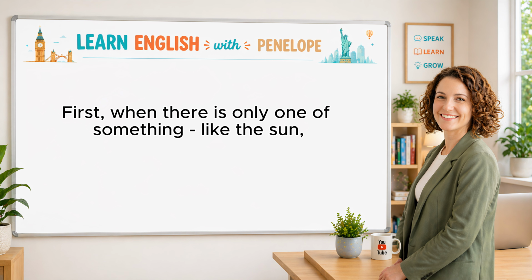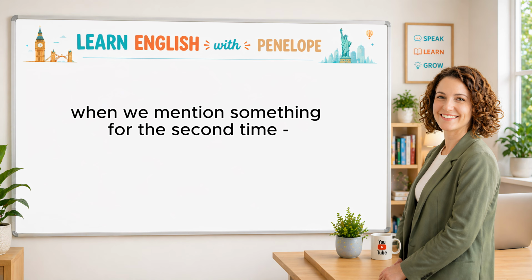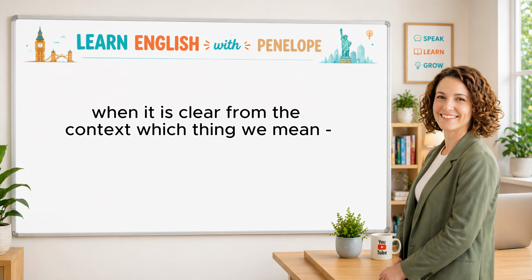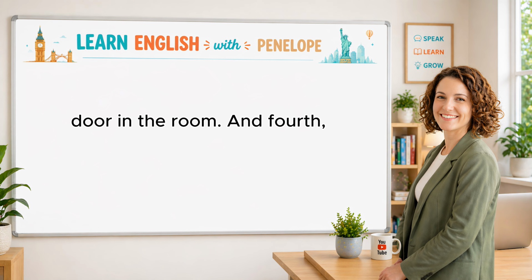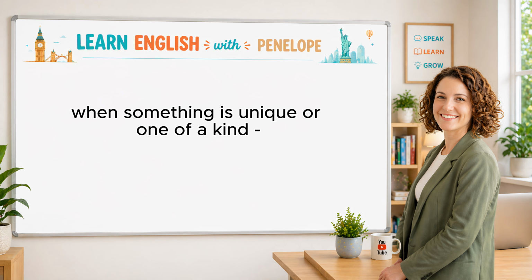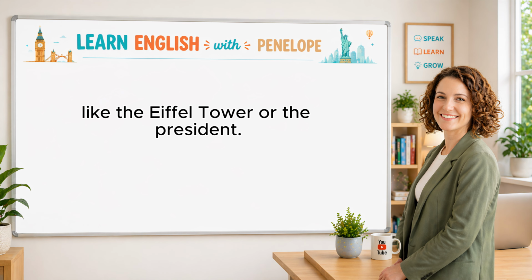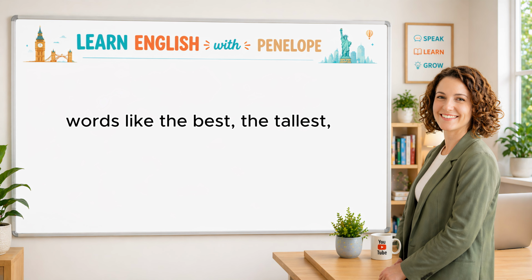First, when there is only one of something, like the sun, the moon, or the earth. Second, when we mention something for the second time, like I have a cat. The cat is cute. Third, when it is clear from the context which thing we mean, like close the door, when there is only one door in the room. And fourth, when something is unique or one of a kind, like the Eiffel Tower or the president. We also learned that we use the with superlatives. Words like the best, the tallest, the most beautiful, the longest.